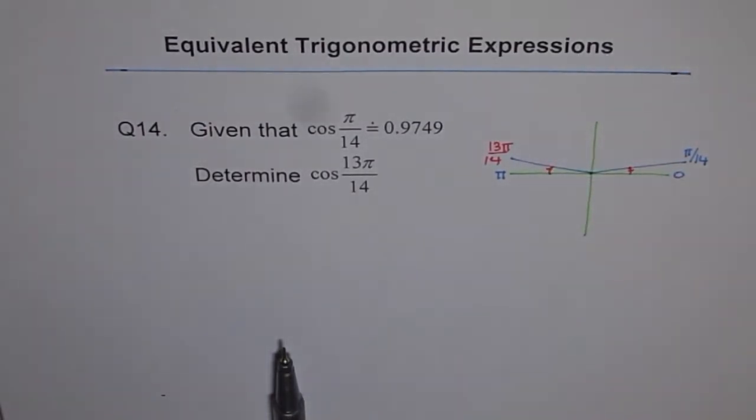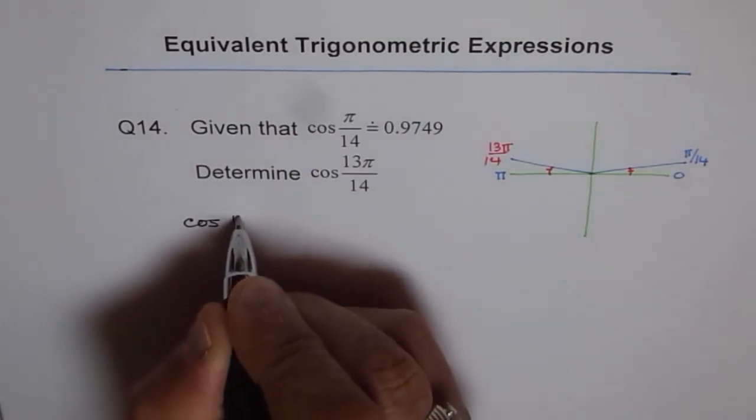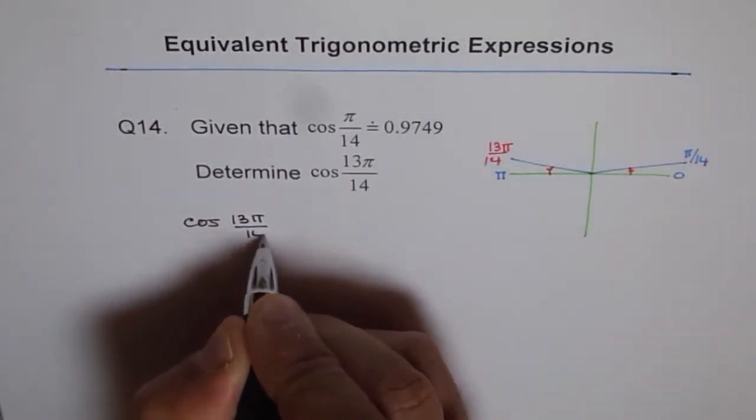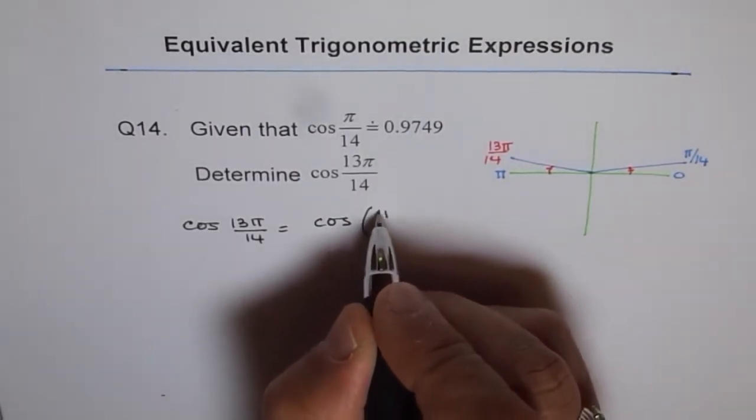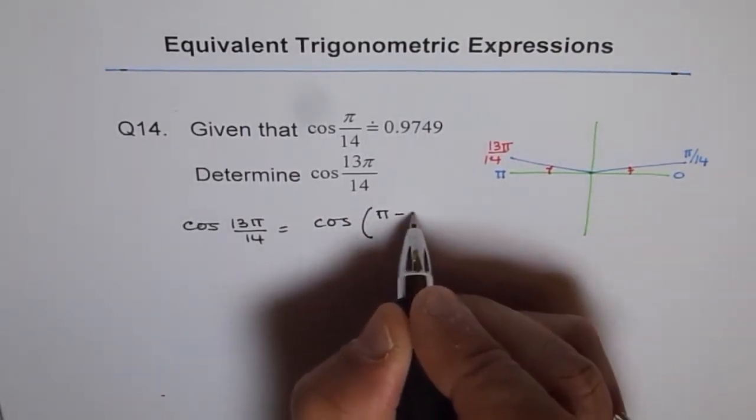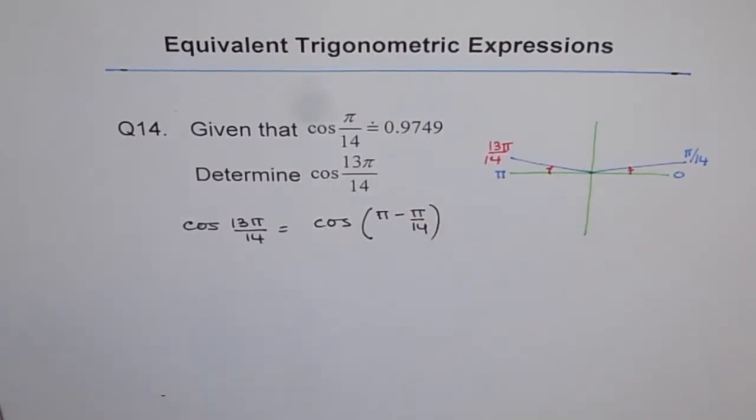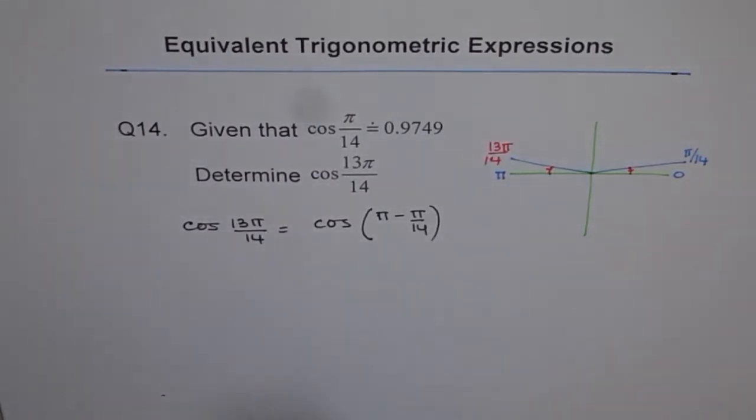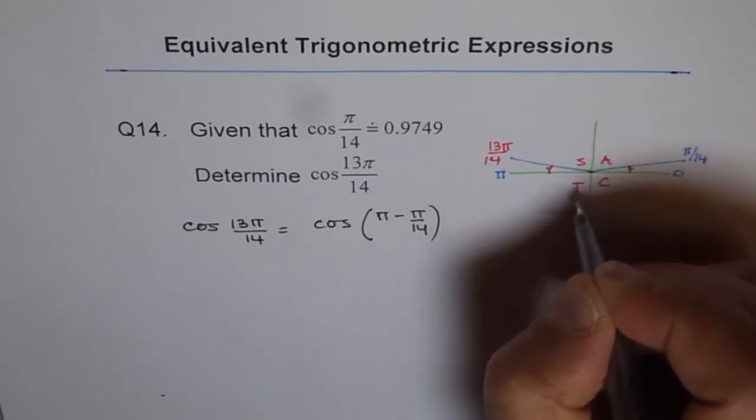Correct? So from here, you can write that cos 13 pi by 14 is equal to cos of pi minus pi by 14, correct? You see, you'll get the same expression. That is a related acute angle, right? Now, if you apply the CAST rule, correct, then you know that cos is negative here.